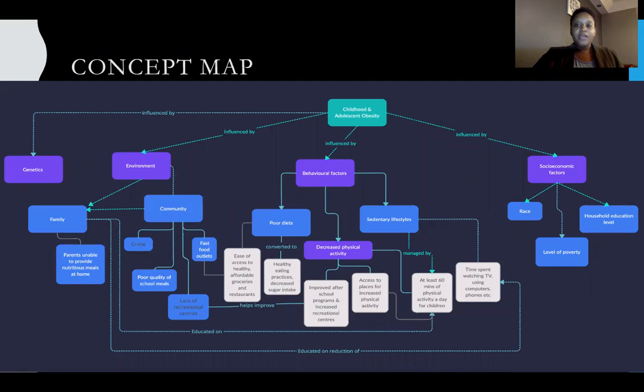So our concept map here shows childhood and adolescent obesity and the influences, the different levels of the ecological model that can influence it. So we have the genetic component, which can be related to the environment as well, as I explained. The polygenic component is influenced by the environment as well. And in our environment, we have the family, we have the community.